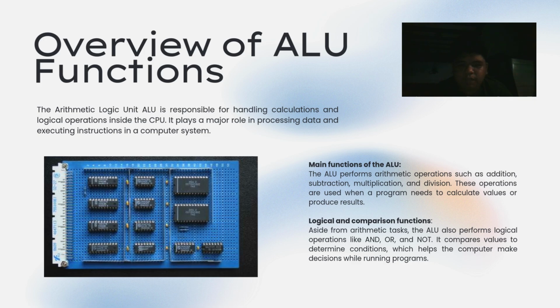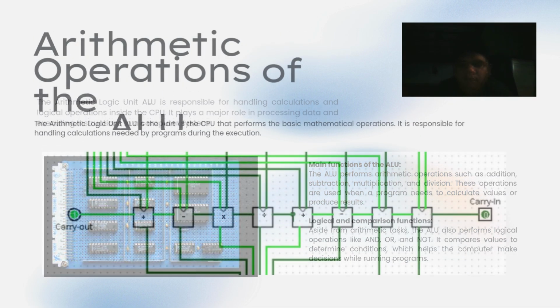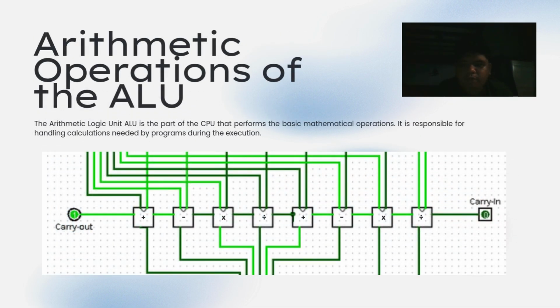Next is the logical and comparison functions. Aside from the arithmetic tasks, the ALU also performs logical and comparison functions. It can handle logical operations like AND, OR, and NOT. The ALU also compares values to check conditions, which helps the computer decide what action to take while the program is running. So overall, the ALU is important because it allows the computer to process data correctly and make decisions based on the instructions given.